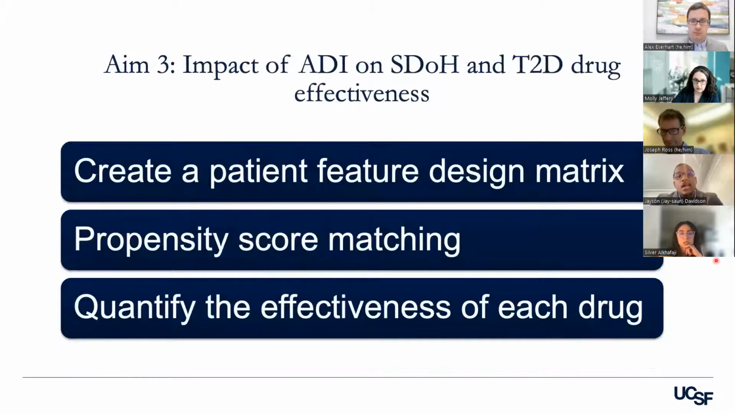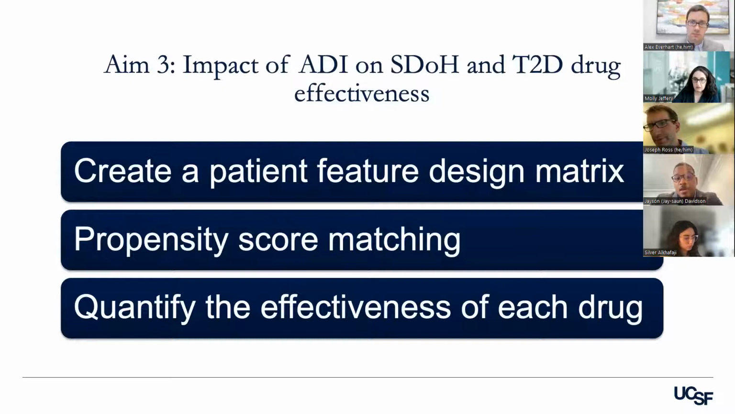Lastly, aim 3 is to investigate the impact of ADI on social determinants of health and type 2 diabetes drug effectiveness. We will first create a patient feature design matrix comprised of our social determinant of health covariates, which will be age, sex, race, ethnicity, and ADI decile information. We'll also include medication use and lab test orders from hemoglobin A1C test scores.